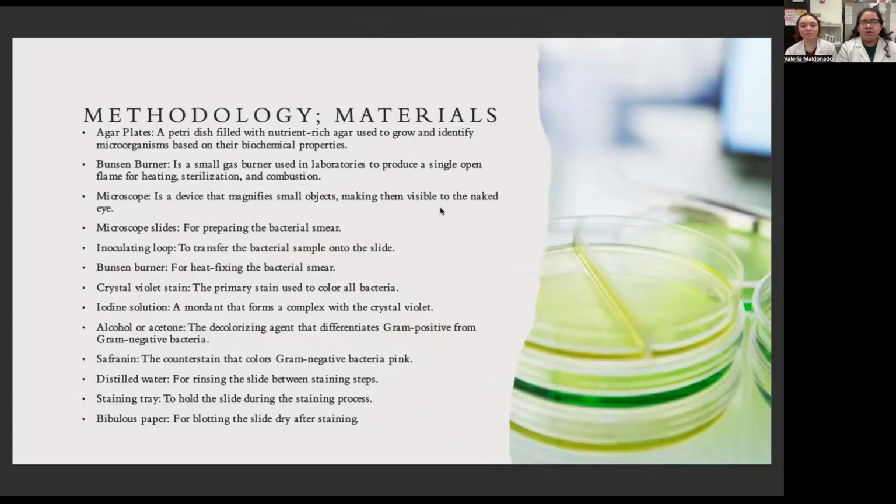Some materials that we used were agar plates, Bunsen burners, microscope slides, inoculating loops, crystal violet stain, alcohol, safranin, distilled water, a staining tray, and bibulous paper.